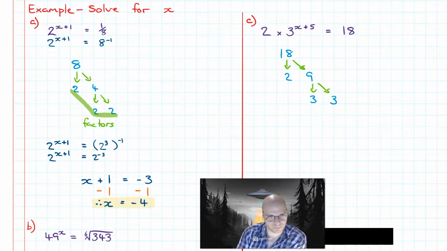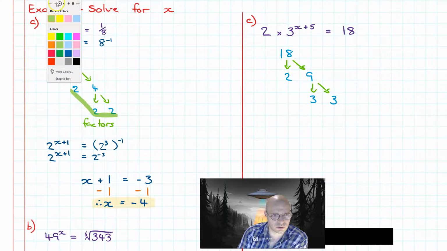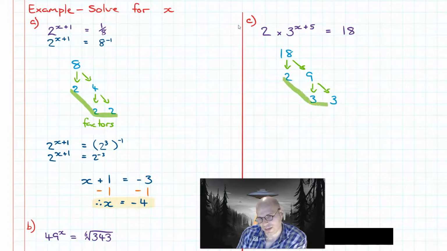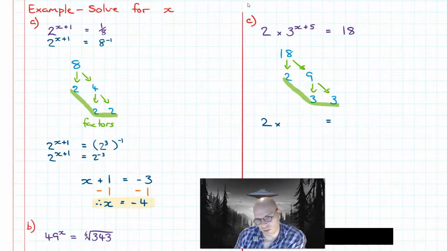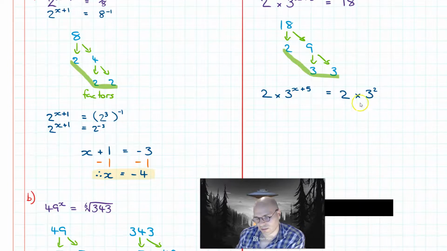Remainder 3. So therefore, what I can say is that the factors of 18 are 2, 3, and 3. Now, why this is useful is that when I rewrite this equation out, I can have 2 multiplied by 3 to the power of x plus 5, and then on the right hand side I can have 2 multiplied by 3 to the power of 2, because I've got a 2 here and it multiplies with 3 times 3, which is 3 squared.